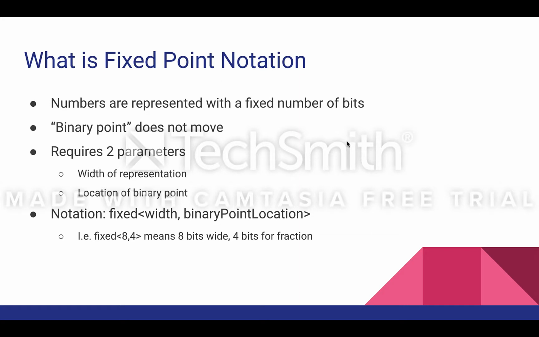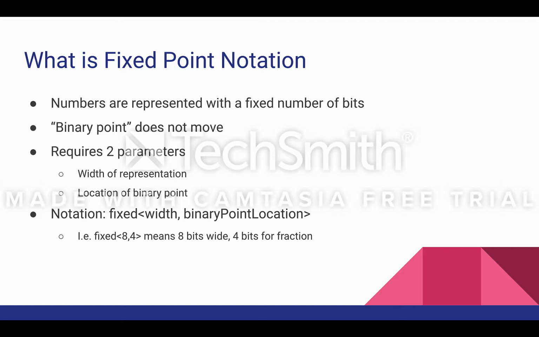So what is fixed point notation? In fixed point notation, the decimal numbers are represented with a fixed number of bits. That means that there's a certain number of bits and that number does not change. In those bits, the binary point is at a specific location, and that is also fixed. So again, that will not change or move. The binary point is like a decimal point, but in binary, it's called the binary point.